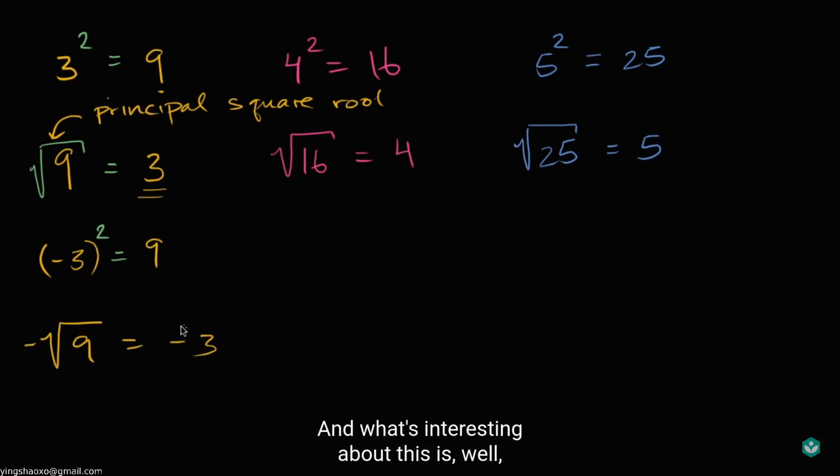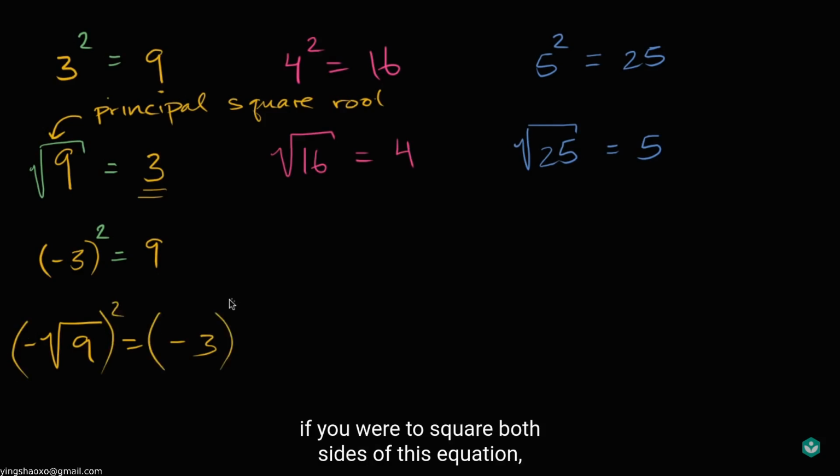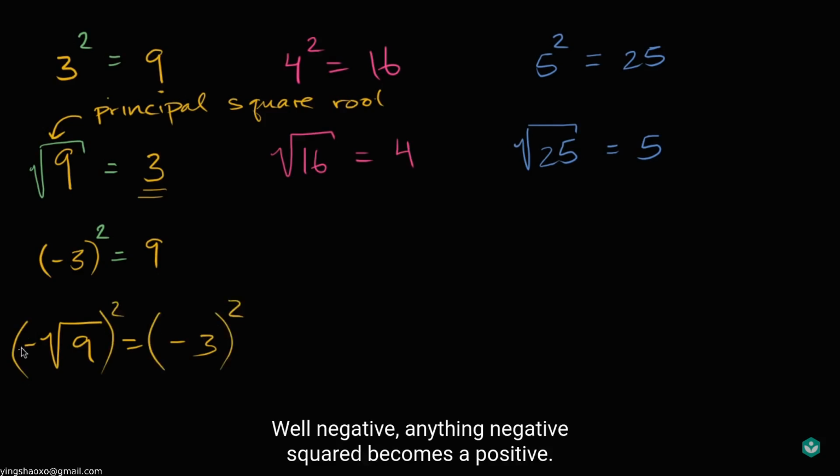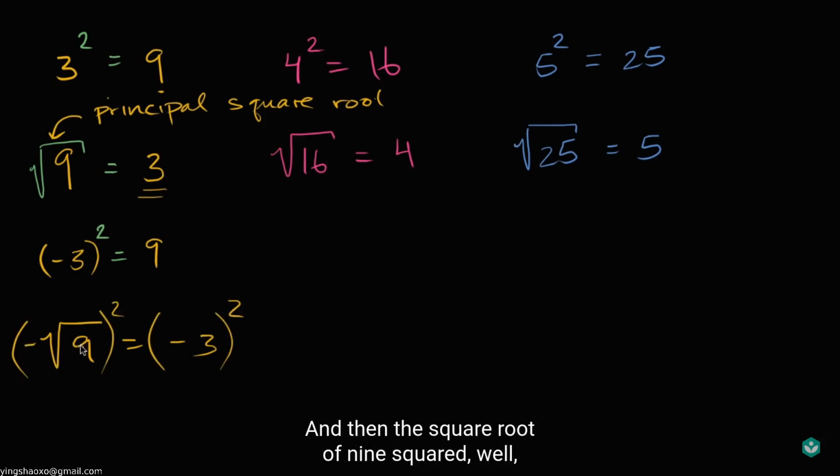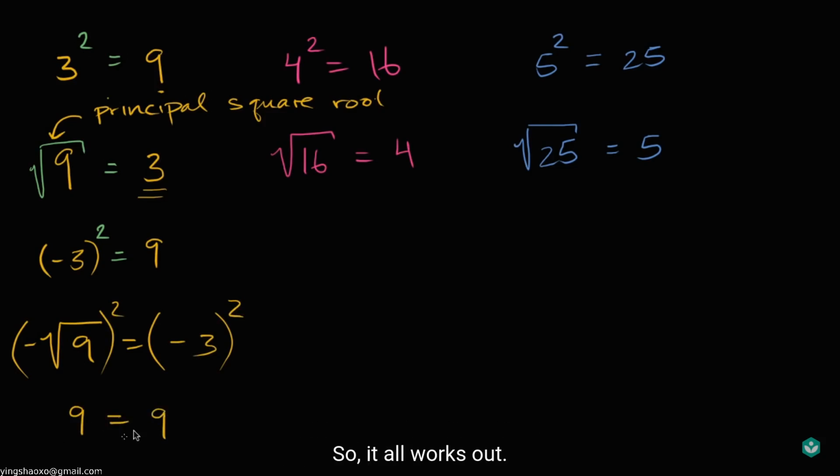And what's interesting about this is, if you square both sides of this equation, what do you get? Well, anything negative squared becomes a positive. And then the square root of 9 squared, well, that's just going to be 9. And on the right-hand side, negative 3 squared, well, negative 3 times negative 3 is positive 9. So it all works out. 9 is equal to 9.